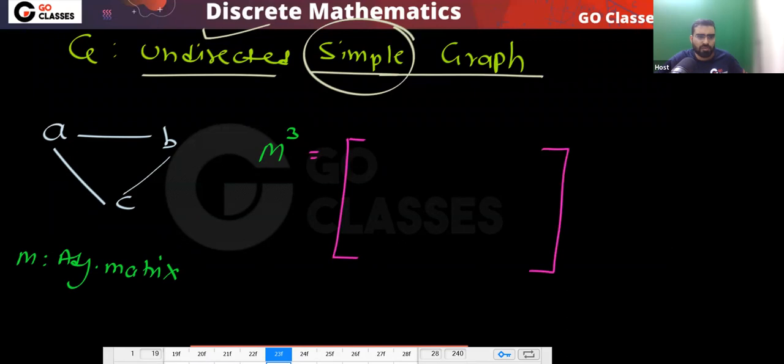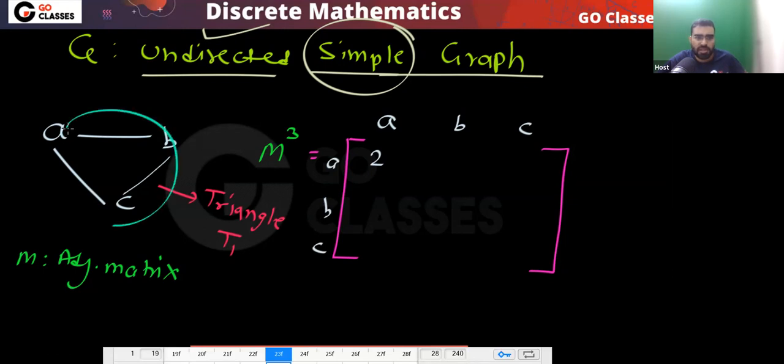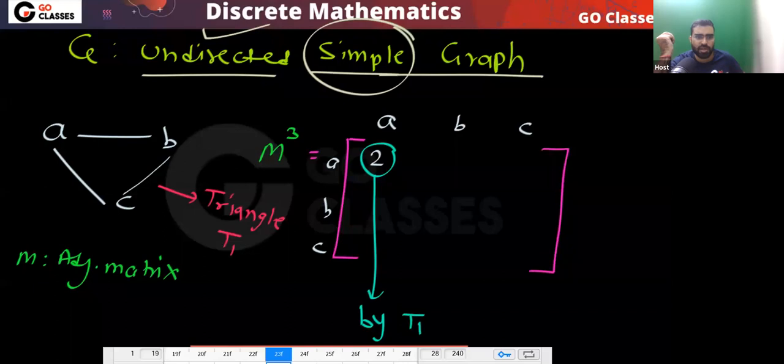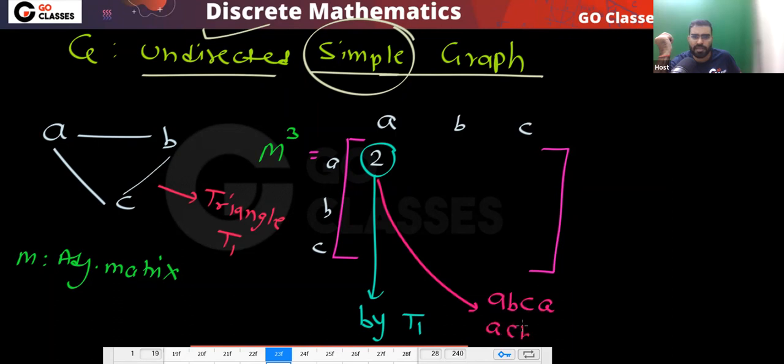Because of this triangle, let's call it triangle T1, you will get 2 here. Yes or no? A, B, C, A, B, C. You get 2 here because this is a walk of length three, from A to A. This value 2 you are getting because of triangle T1. The reason is very simple: you can go from A, B, C, A, or you can go from A, C, B, A. So these are the two walks of length three.